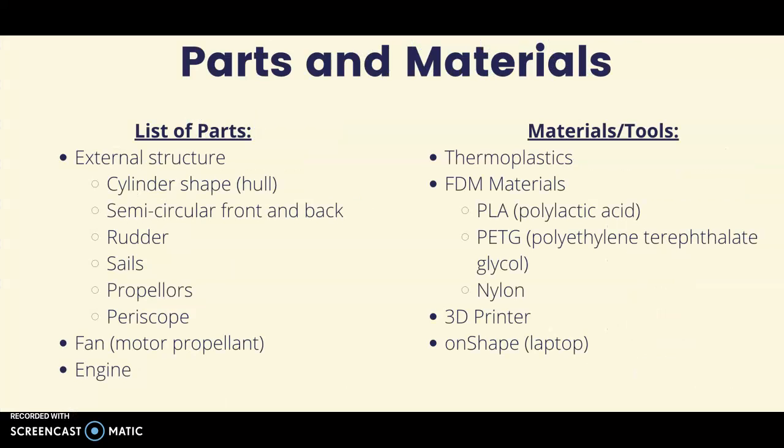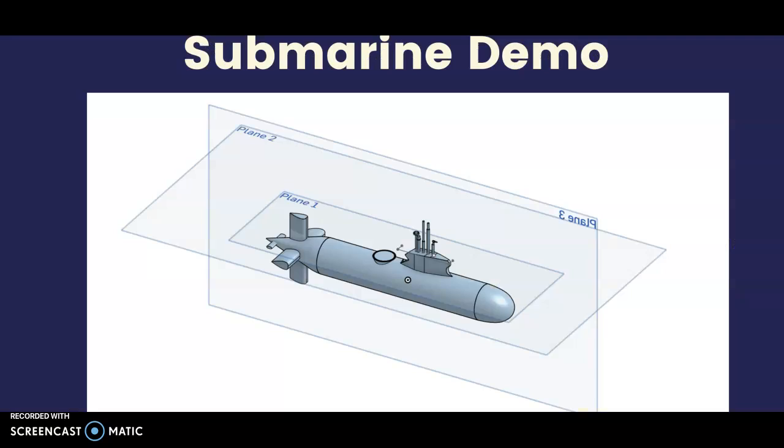So for the submarine, we have the external structure, which includes the hull, submarine shape, the sails, propellers, and periscopes. And we also used a motor propellant as the engine. The best materials for the 3D printer would be thermoplastics and FDM materials, specifically polylactic acid, PETG, and nylon, depending on the part of the submarine. And this is our demonstration of the submarine we made using Onshape.